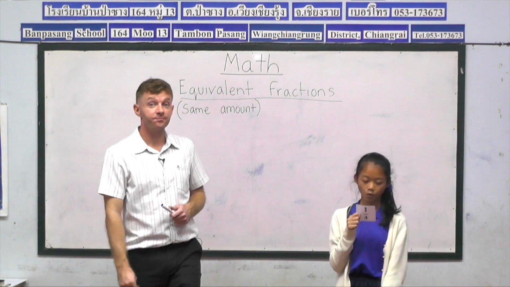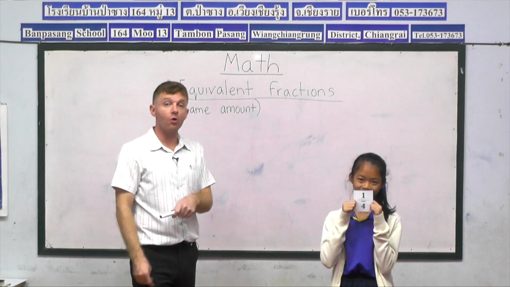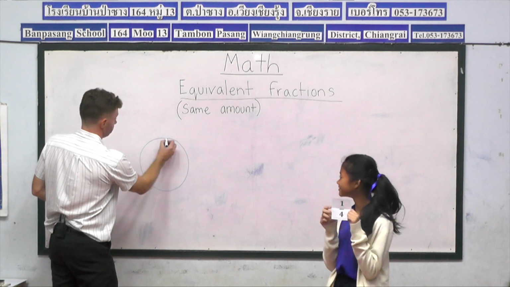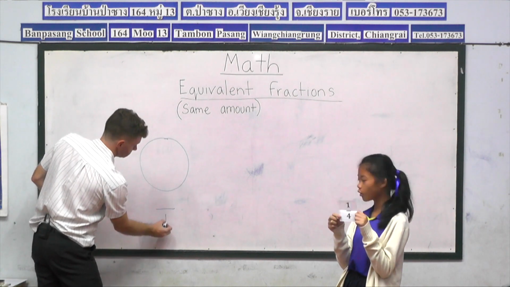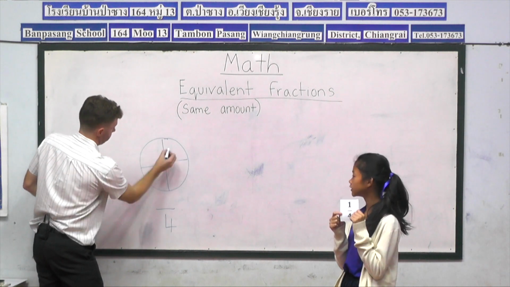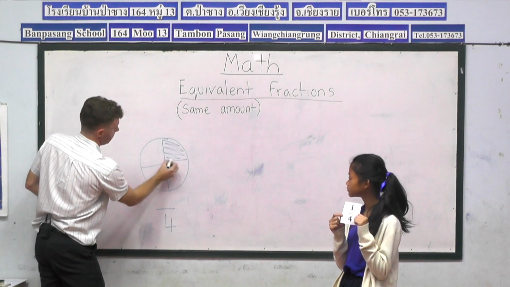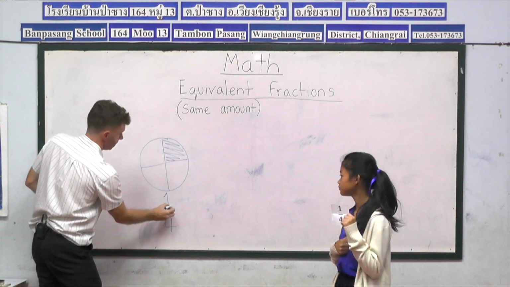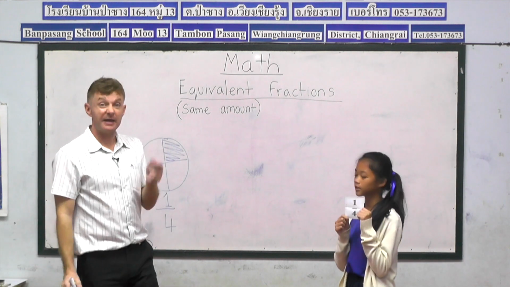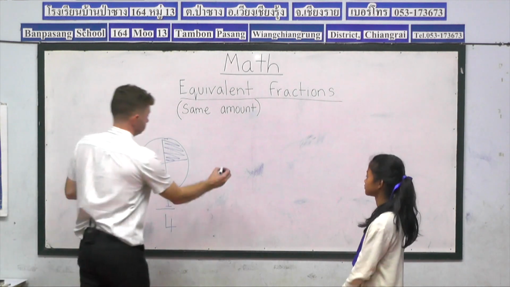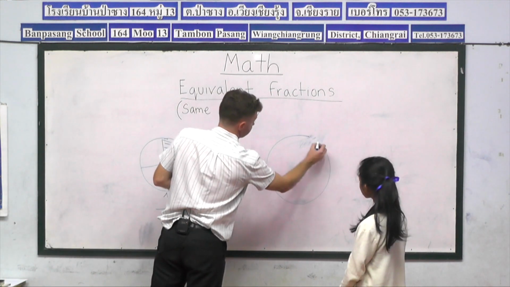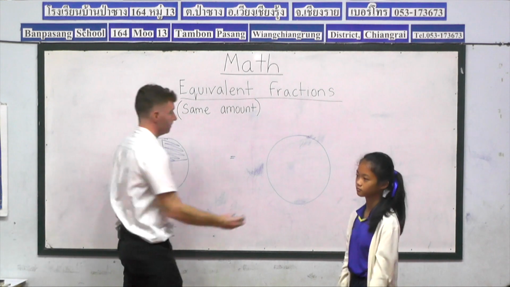What do we have? 1 over 4 or 1/4. Okay, this first one is quite easy. How many parts do we have, guys? 4. And then we want 1 part in blue. So 1 over 4 equals 1/4.